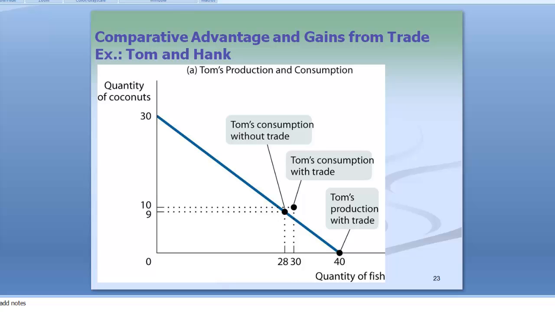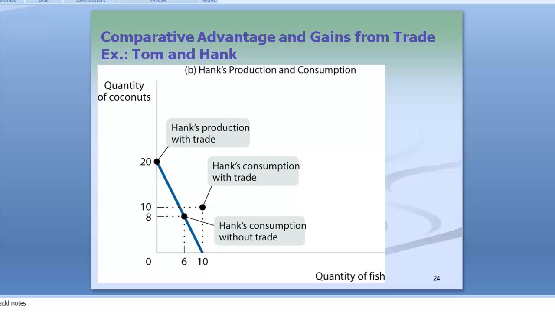In this situation, if Tom collects 40 fish and then trades 10 of them away to Hank in exchange for 10 coconuts, we can see that Tom's consumption with trade is beyond his production possibility frontier, a point that was otherwise unattainable. And so we can conclude that Tom is better off.